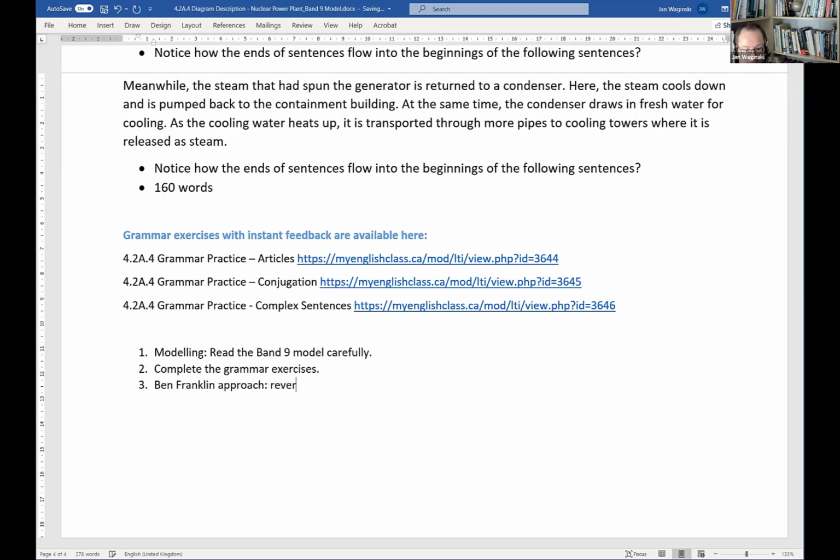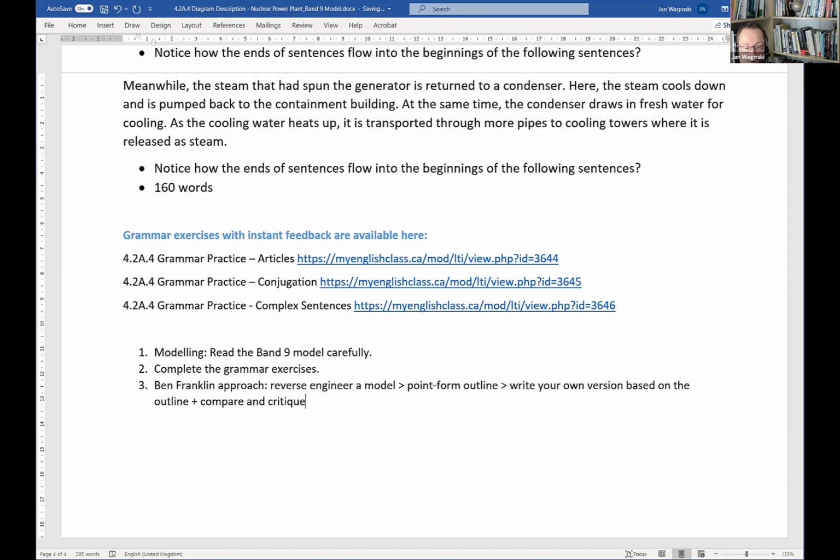So the process is basically: reverse engineer a model, make a point form outline, and then write your own version based on the outline, and compare and critique. Okay, so you look at the original, you look at yours, and you compare the language.